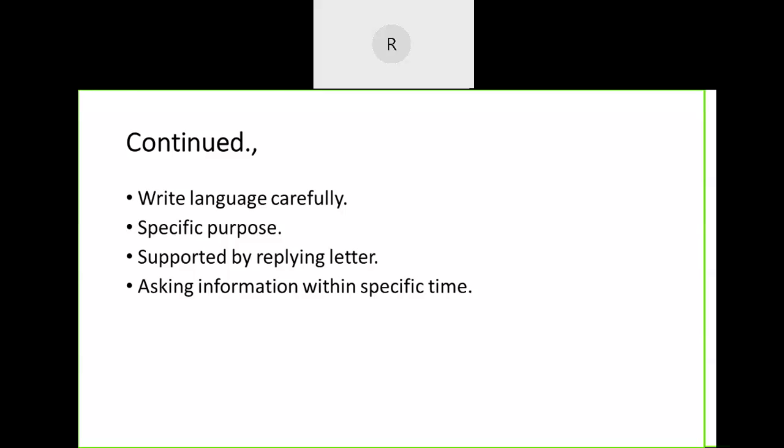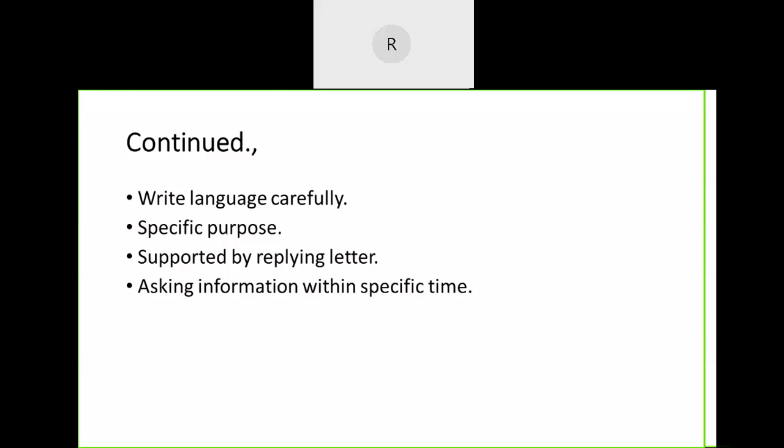And number 7, my dear students, it must be supported by a reply. After receiving this inquiry letter, the receiver must reply in a good manner. Therefore, we have to write the inquiry letter carefully and concisely, and it should be clear and understood by the receiver of that letter.